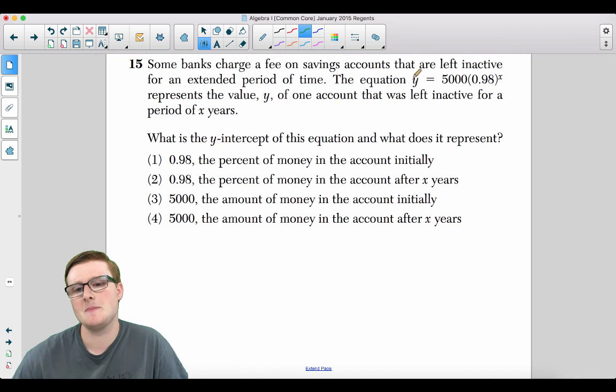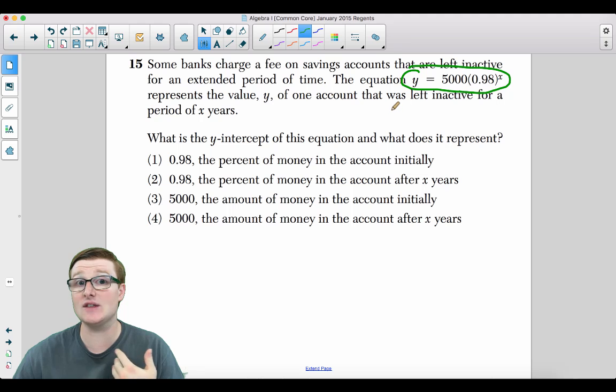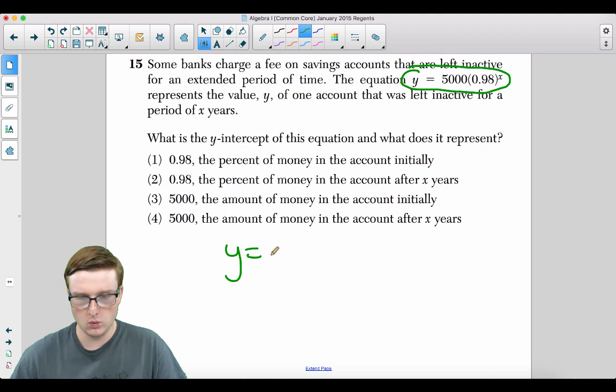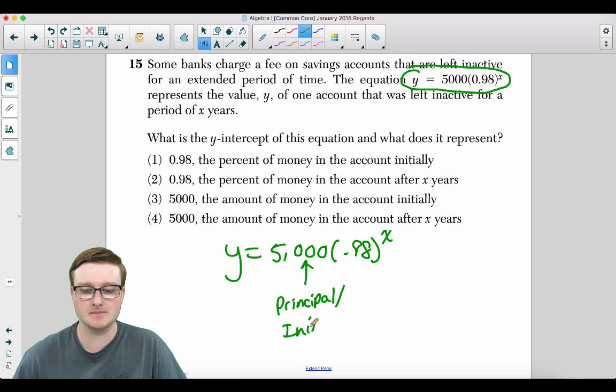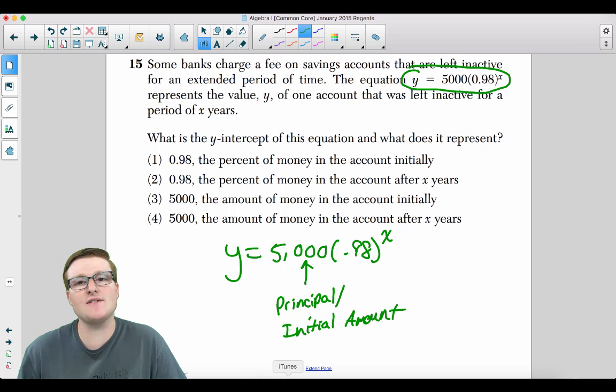So here's the thing. If you actually graph this, you could easily figure out the y-intercept. But if you know what this equation is saying in the first place, you should be able to get it right. Let me talk about this. y is equal to 5,000 times 0.98 raised to the x power. That 5,000 is your principal, also known as your initial amount. Okay? So when we're talking about the $5,000, that is the amount of money that was put into the account at time t equals 0.